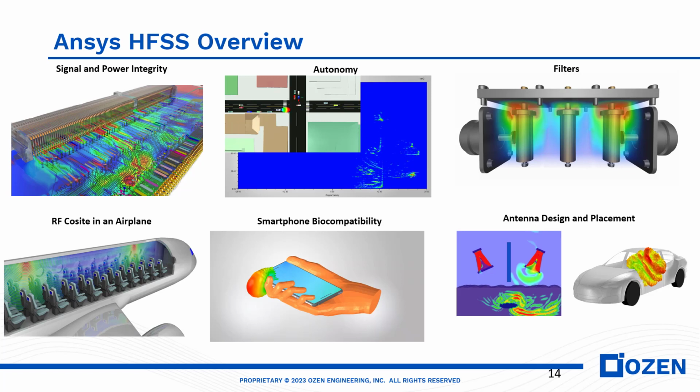HFSS has a very wide user base. We have signal and power integrity, automotive radar with SBR+, radio frequency and microwave filter design, co-site interference inside of large structures, SAR and biocompatibility for smartphones, ground penetrating radar in complex environments, and platform integration.